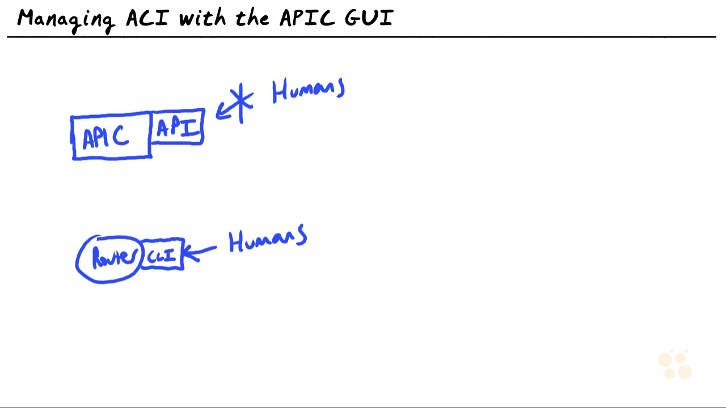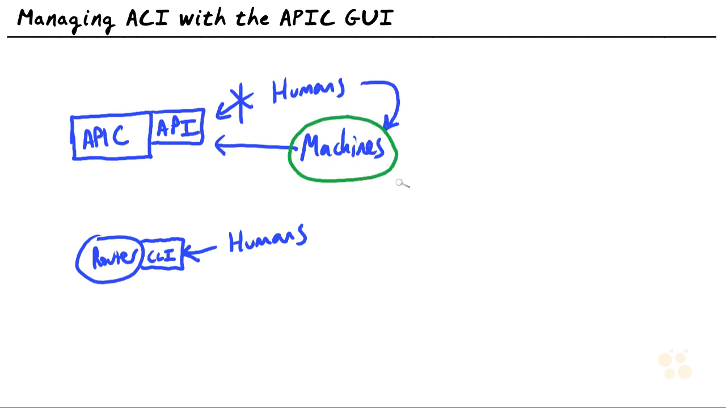We need an intermediary because the APIs are designed to be accessed by machines. So we need some kind of interface in order to access the APIC via those APIs. Now, what this is here is modular. So Cisco gives us a GUI interface, or graphical user interface, in order to access the APIC. And we can use the GUI for as long as we want.